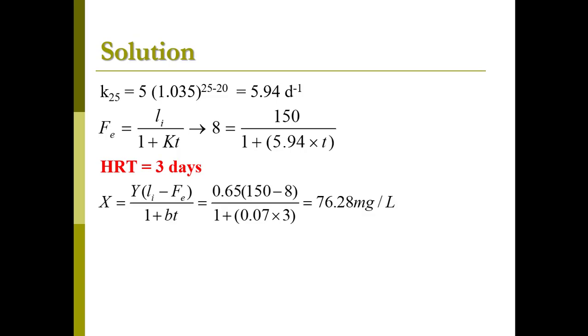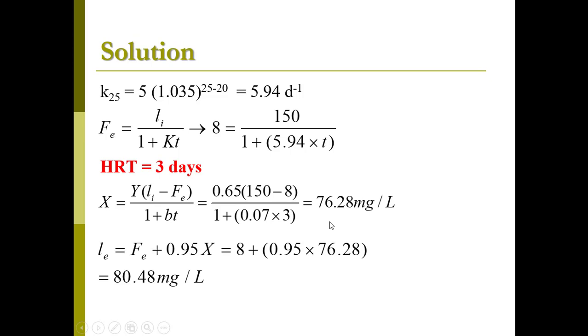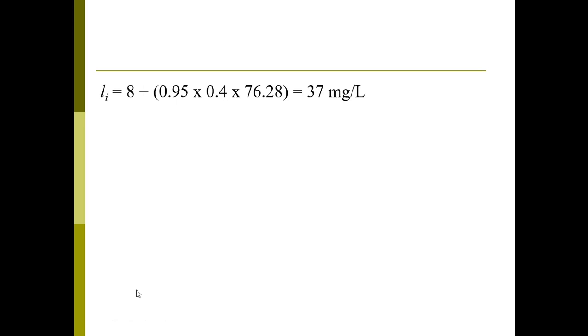Now let's see how to calculate the second requirement. First of all, we have to calculate x. X equals Y times Li minus Fe over 1 plus Bt. As you can see in the equation, all parameters are given. We just substitute and x equals 76.28. Then Le, the combined effluent, equals Fe plus 0.95x. Fe is 8 plus 0.95 times 76.28. So the combined effluent, which is dissolved and non-dissolved, equals 80.48 milligram per liter.